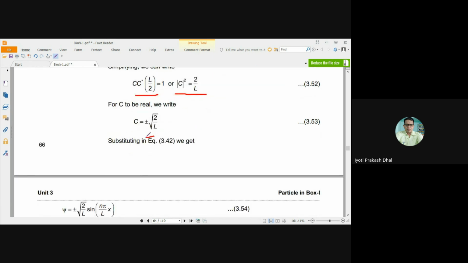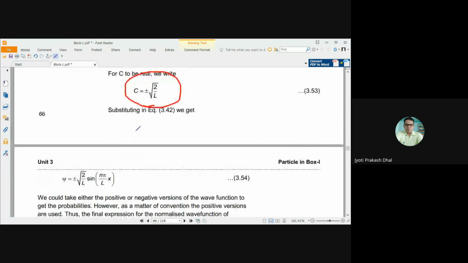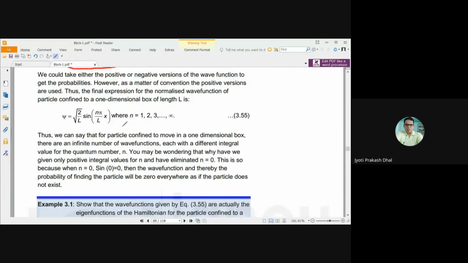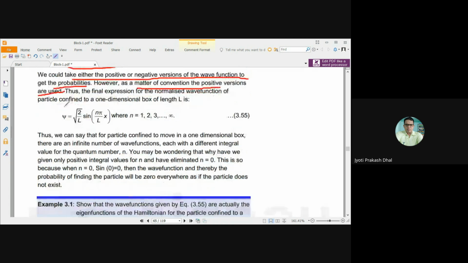So that means c equals square root of 2 by L, and substituting the value of c, that is plus minus square root of 2 by L, we can write the wave function psi equals plus minus square root of 2 by L sin n pi x by L. Here we can take either the positive or negative version of the wave function to get the probability. However, as a matter of convention, the positive version is generally used.